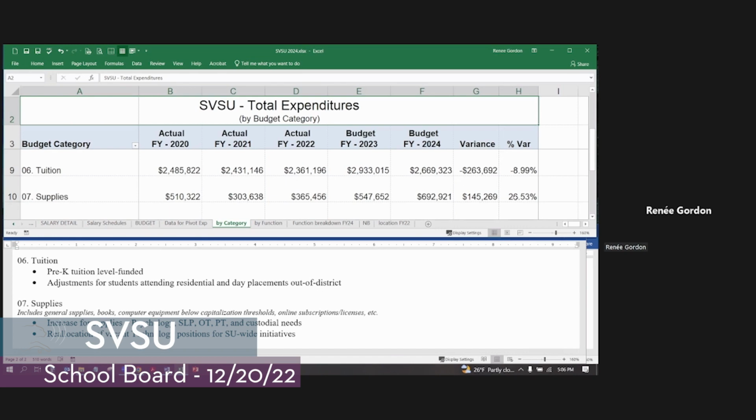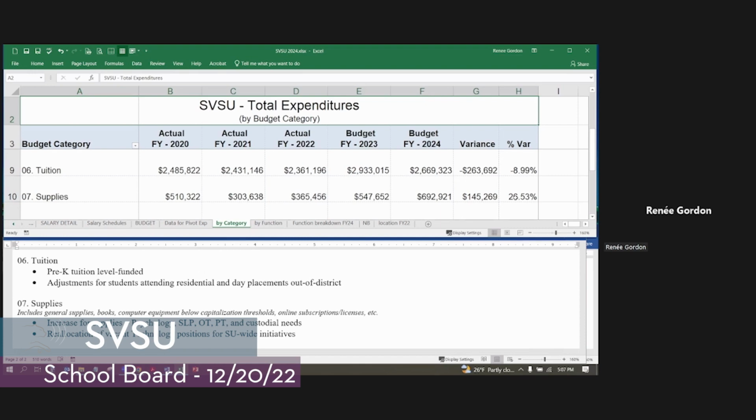The next line down is supplies. So this is supplies for buildings, it's supplies for special education, it's supplies for our psychologists and our occupational therapists. So I've looped all of those together, as well as any online subscriptions or licenses, and anything that has a singular value of less than $5,000 is actually considered a supply. So if any of you have computers before you, those would technically be considered a supply, not a piece of equipment. So that's where budgets for those would fall.